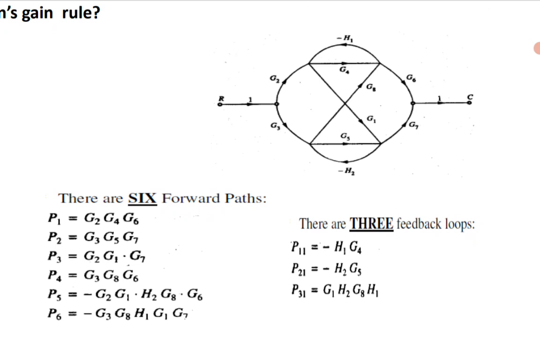So P1 is equal to G2, G4, G6, P2 is equal to G3, G5, G7, P3 is equal to G2, G1, G7, P4 is equal to G3, G8, G6, and P5 is not a direct forward path, in some indirect way it is a forward path, that is minus G2, G1, H2, G8, G6. And P6 will be minus G3, G8, H1, G1, G7. And the individual loops, two loops are very prominent.